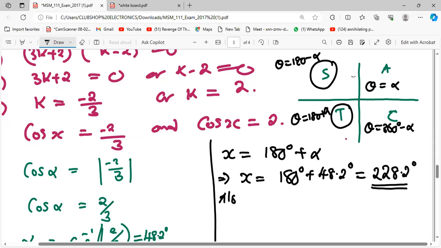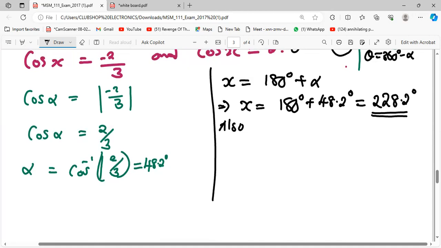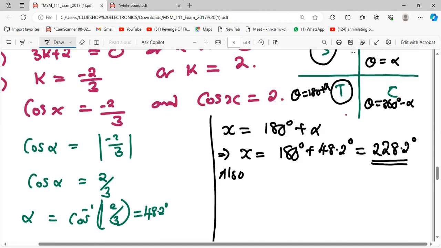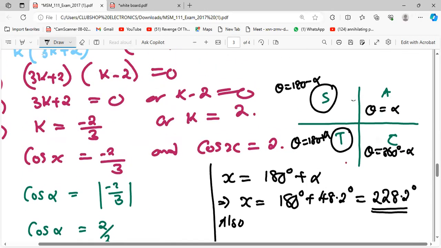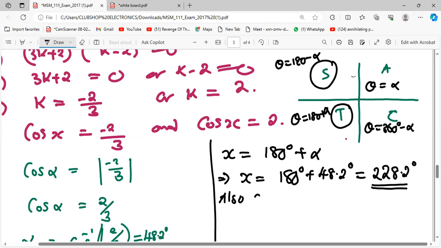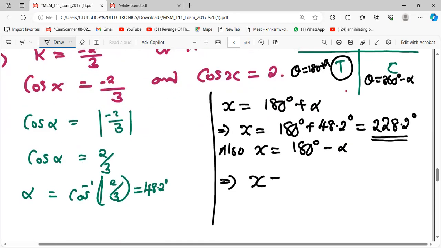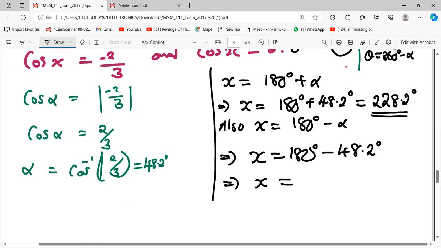And also, we have the second quadrant. It will be x equal to 180 degrees minus alpha, implying that x is equal to 180 degrees minus 48.2 degrees, implying therefore that x is equal to 131.8 degrees. Then you have solved this equation.